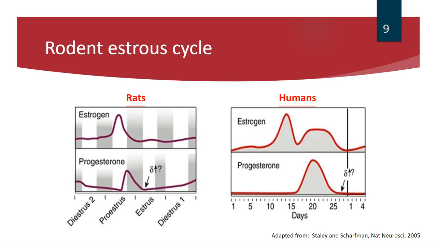Now, the pattern of this fluctuation is relatively similar between rats and humans, but it's important to note that the human menstrual cycle is stretched over 28 days, whereas the rat estrus cycle occurs every 4 days. So that means a complete rat estrus cycle occurs every 4 days. This 4-day cycle in rats is separated into 4 distinct periods. We have estrus, we have diestrus, or what some will call metestrus as well. Then we have a second diestrus period and proestrus.